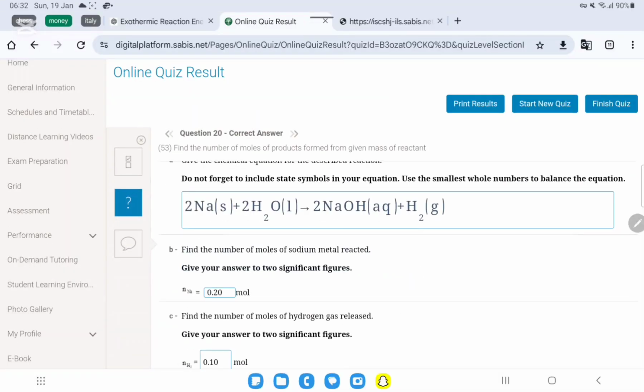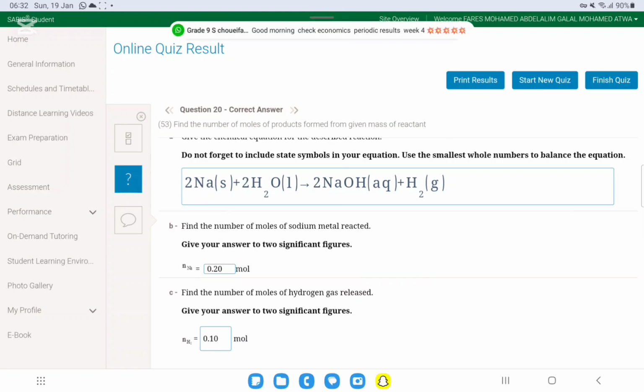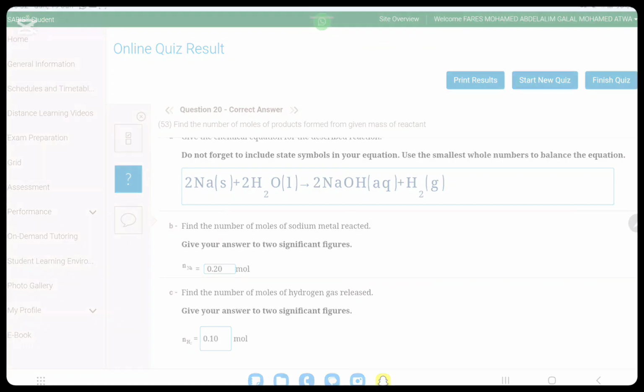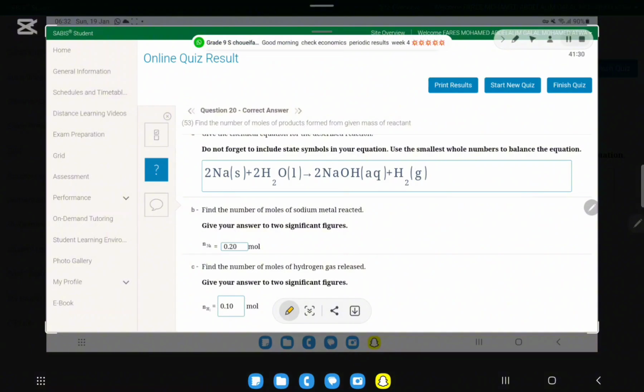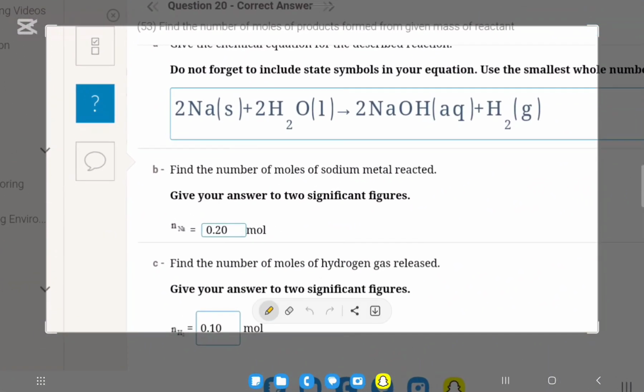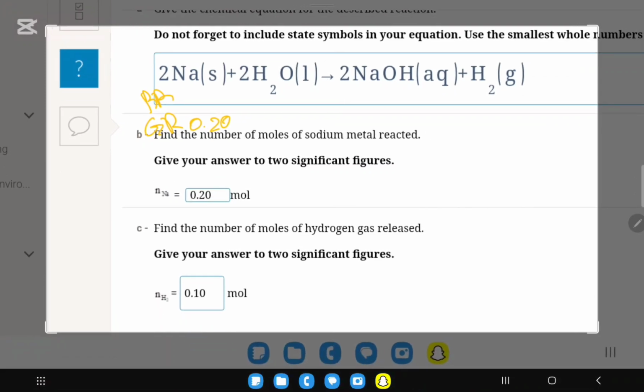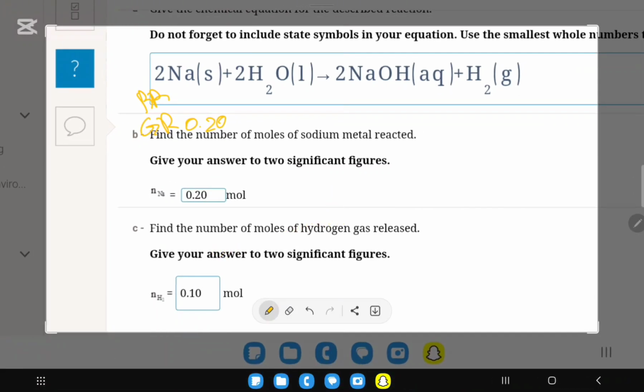And for the last one, find the number of moles of hydrogen gas released. We use RRGR. For GR, sodium metal, we have 0.20. That's for the GR. And for the moles of hydrogen released, we have X. And for the RR, it's given 2 and 1.